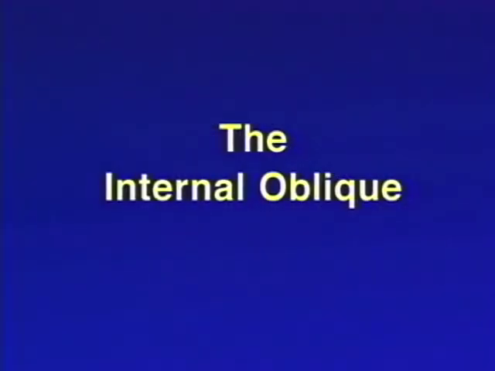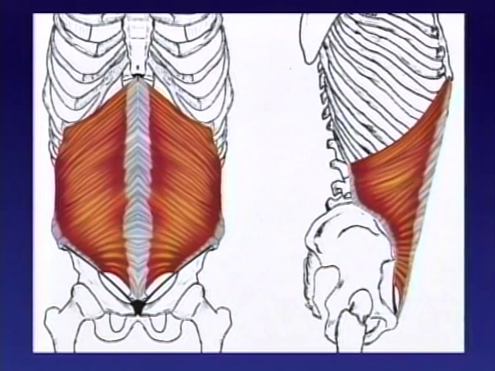The next layer of anterior abdominal wall muscles are the internal obliques. They originate on the upper 1/2 of the inguinal ligament, anterior 2/3 of the crest of the ilium, and the thoracolumbar fascia. The internal obliques insert on the costal cartilages of the 8th, 9th, and 10th ribs and the linea alba.